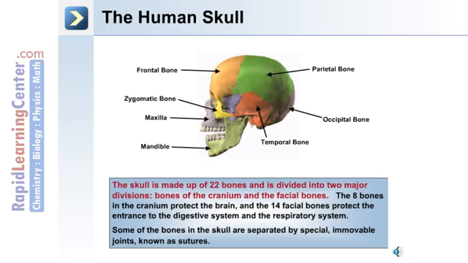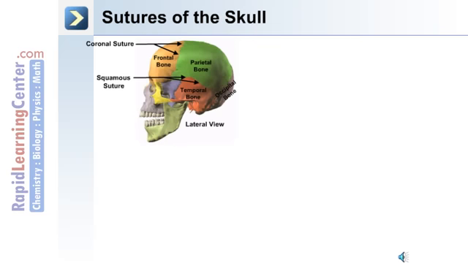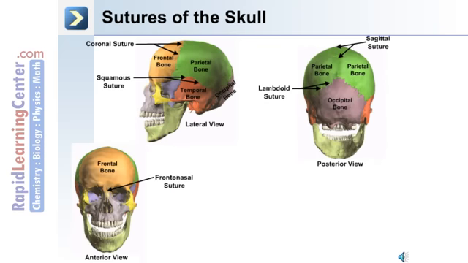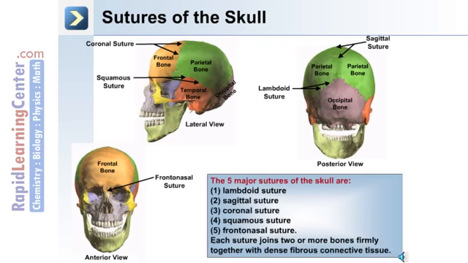Some of these bones in the skull are separated by special immovable joints known as sutures. These images show the locations of the sutures of the skull. The sutures separate the bones of the cranium. The 5 major sutures of the skull are the lambdoid suture, the sagittal suture, the coronal suture, the squamous suture, and the frontonasal suture. Each suture joins 2 or more bones firmly together with dense fibrous connective tissue.